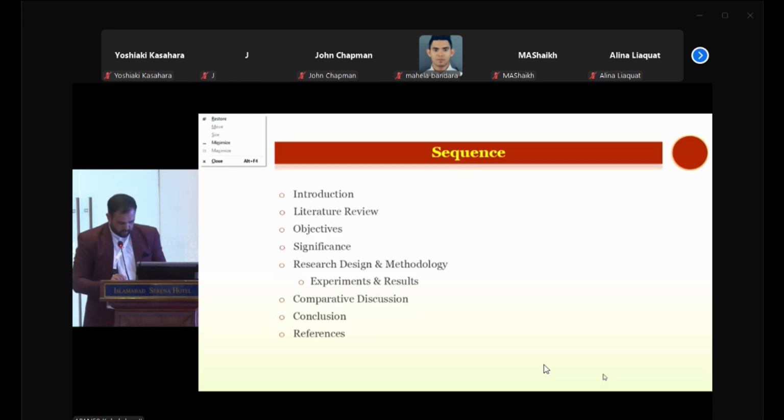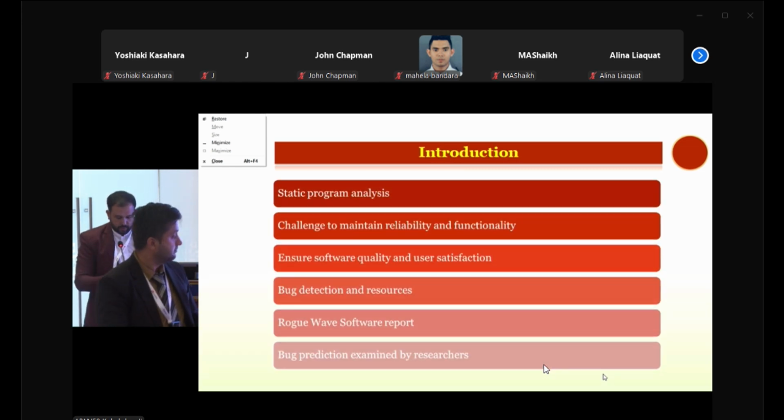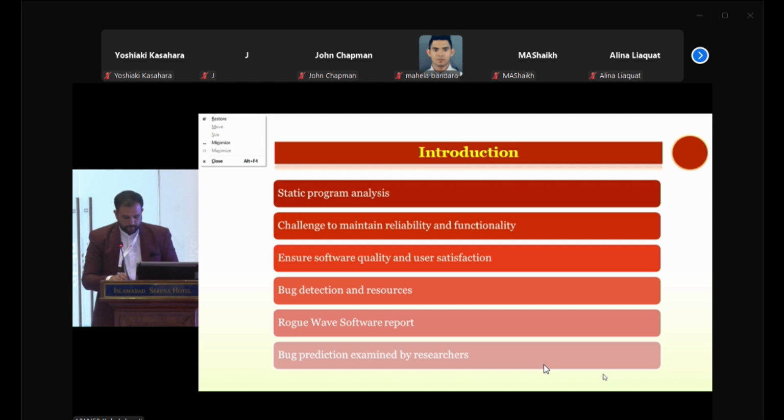This is the outline of a recent research study. Introduction. Over the past 20 years, open source tools such as static program analysis have been developed to detect source code bugs. The continuous evolution and complexity of software systems pose a considerable challenge to maintaining their reliability and functionality. Identifying and rectifying bugs in source code is fundamental to ensure software quality, user satisfaction, and overall system stability.